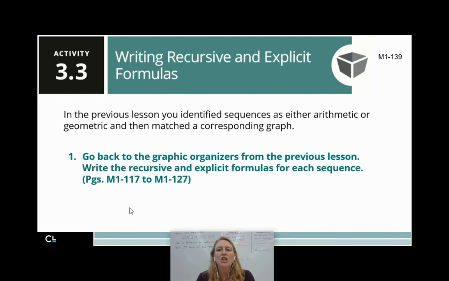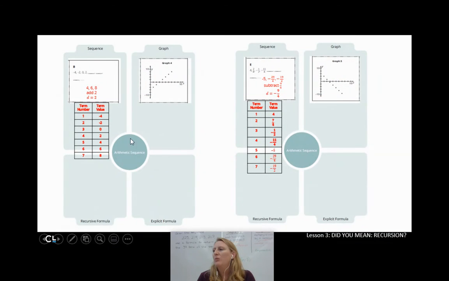So all I want you to do is to go back. Remember these pages? Starting on page 117 and all the way to page 127, all I want you to do is write in your recursive formula on the bottom left, write in the explicit formula on the right. Please pay attention whether it's arithmetic or geometric. Please keep in mind that you know what your common difference is, you know what the first term is, so you do know some of the things that you can plug into these. So go ahead and hit pause, fill them all in, and then hit play when you're ready to check your work.